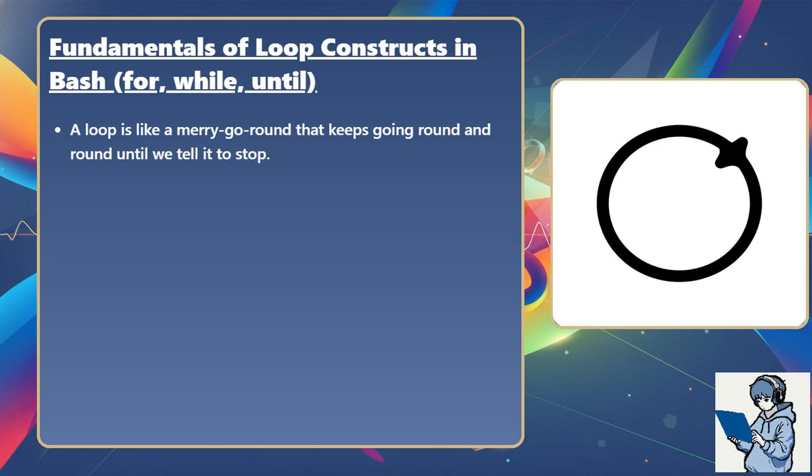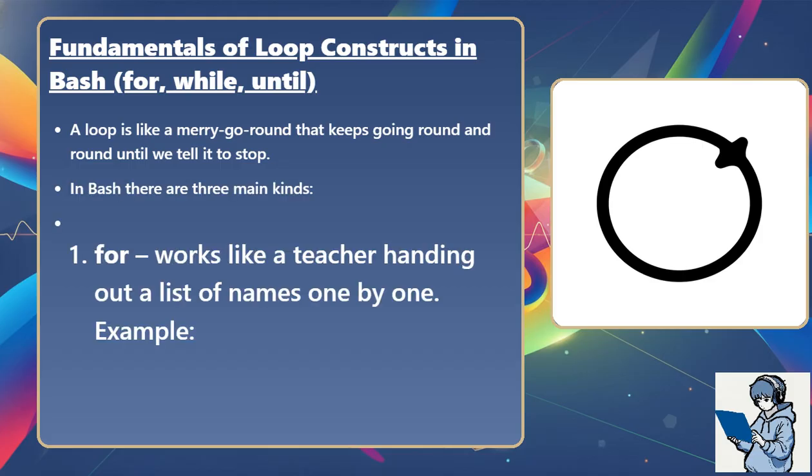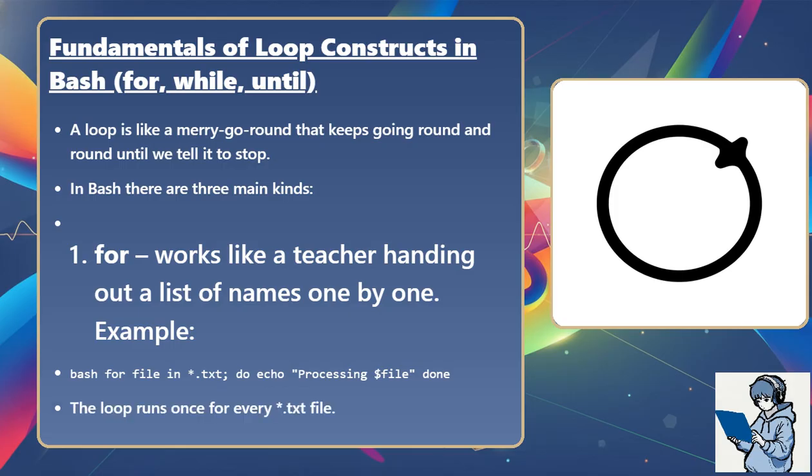A loop is like a merry-go-round that keeps going round and round until we tell it to stop. In Bash, there are three main kinds. 1. For works like a teacher handing out a list of names one by one. Example: for file in *.txt; do echo "processing $file"; done. The loop runs once for every .txt file.